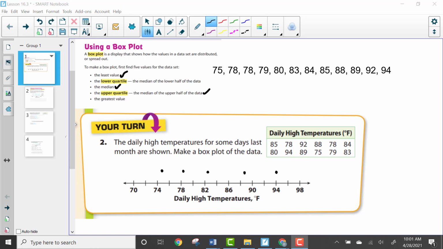So now what we have done is we have identified the 5 values for our box plot. Now the next step is connecting these dots, and understanding how you connect these dots is very important. So what you want to do is take your least value and connect it to your lower quartile. And I'm going to use some different color of ink so we can really see our dots here.